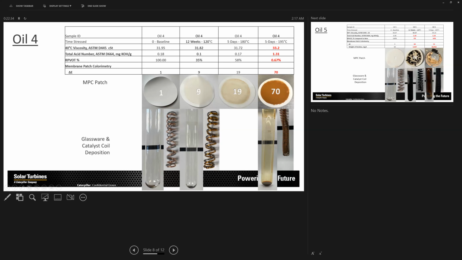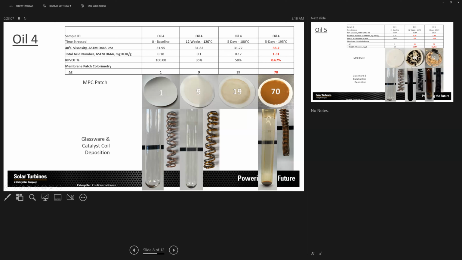And oil number 4. So with this oil, we actually saw very good performance for the majority of the tests. At the 120 degrees Celsius test, there is considerable consumption in the antioxidant levels. We do see a little increase in the MPC number of 9. However, the deposits on the glassware in this case are almost nil.